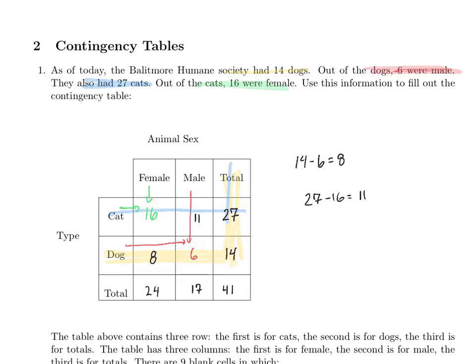Once again, if everything works out, it should add. So I should be able to take this 24 down here, plus the 17, and get my 41.